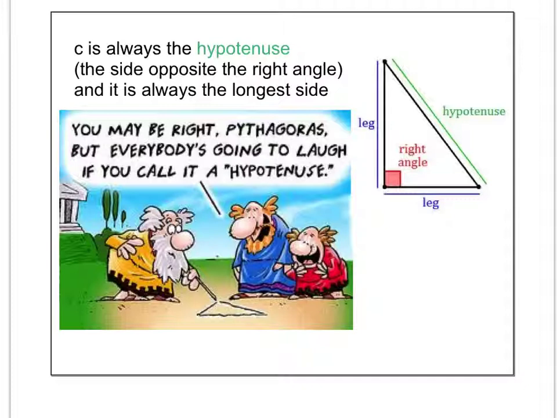So C is always the hypotenuse. When you're looking at your triangle, it's that diagonal line. It's across from 90 degrees. So it's just always something to keep in mind. Legs, when I talk about that, are the sides that make up that right angle, and they'll always be right next to each other.